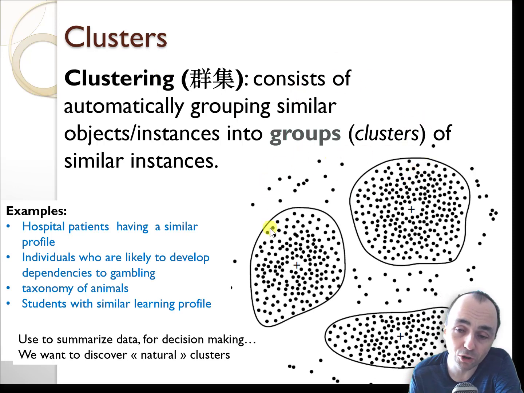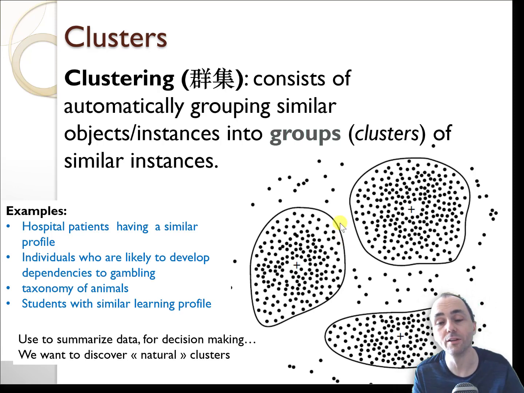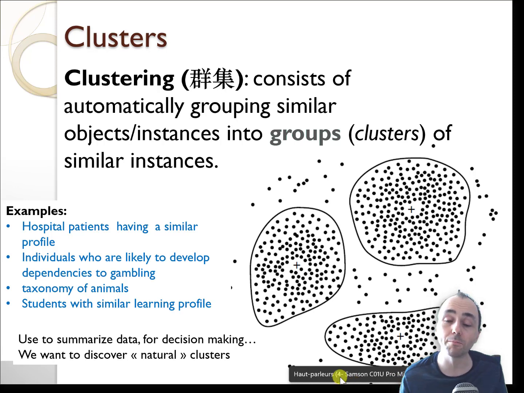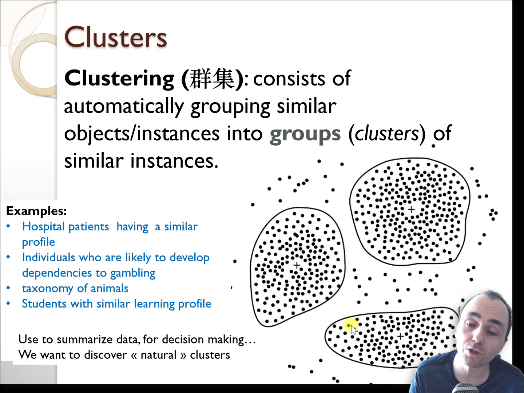So here I have a picture to explain this. Let's say I have data about a lot of people in a bank, and all these people are different points. So each person has different attributes like the age, the salary, and so on. And we want to group the people that are similar together. So by using data mining, we could find, for example, that there are three main groups of people in our bank. So maybe the young people, the older people, and the people that are retired, and so on.